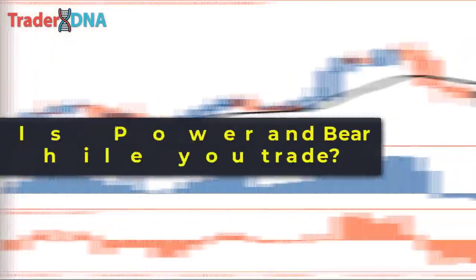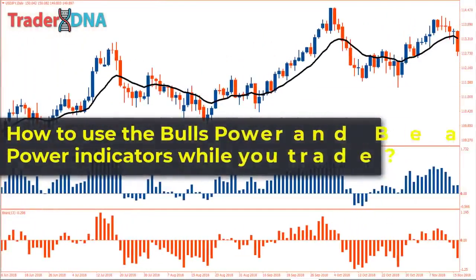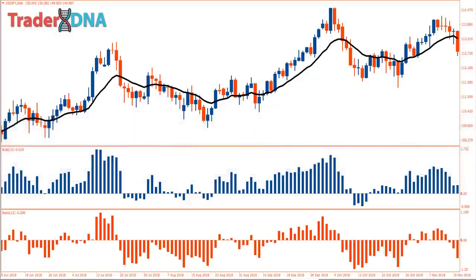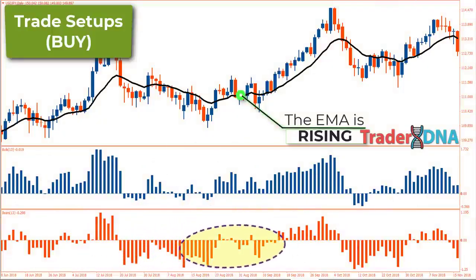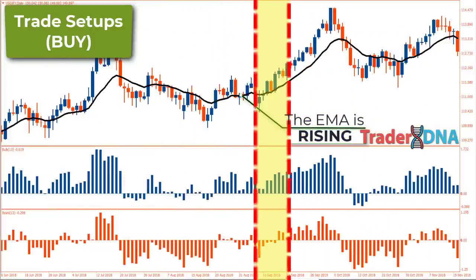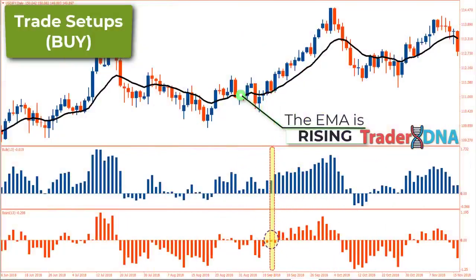How to use the bull's power and bear power indicators while you trade. Elder not only created this set of indicators, but he also proposed a method for trading with them. Here are his rules for buying and selling. Buy when? First, the EMA is rising. Second, bear's power is negative but moving closer to zero. While those are the only two required conditions, the following conditions suggest an even more ideal setup. First, the more recent histogram peak for bull's power is higher than the one before. Second, there is bullish divergence between the bear's power histogram and price.